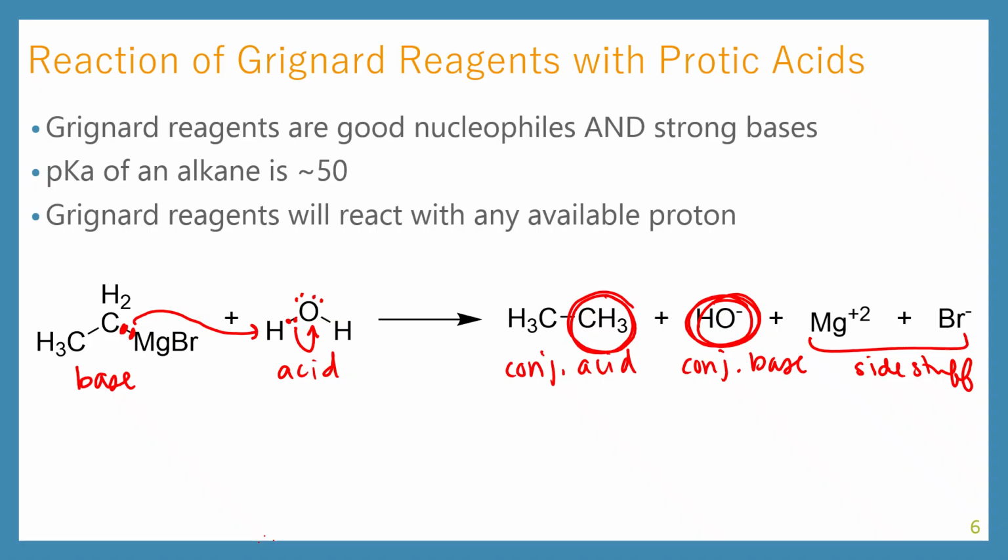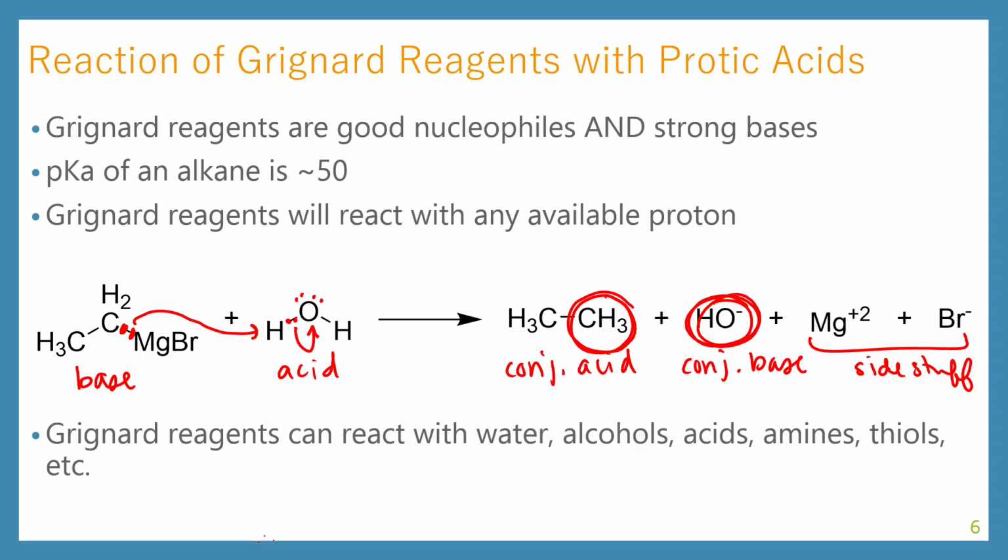So this is a side reaction that you have to be really, really cautious about anytime you're using Grignard reagents. You don't want to use alcohols as your solvent. You don't want to be trying to react with a ketone on a molecule that also has an alcohol somewhere else on the molecule. Groups that this includes would be water, alcohols, acids, amines, thiols, anything that's going to have that extra hydrogen that's able to act as a proton.